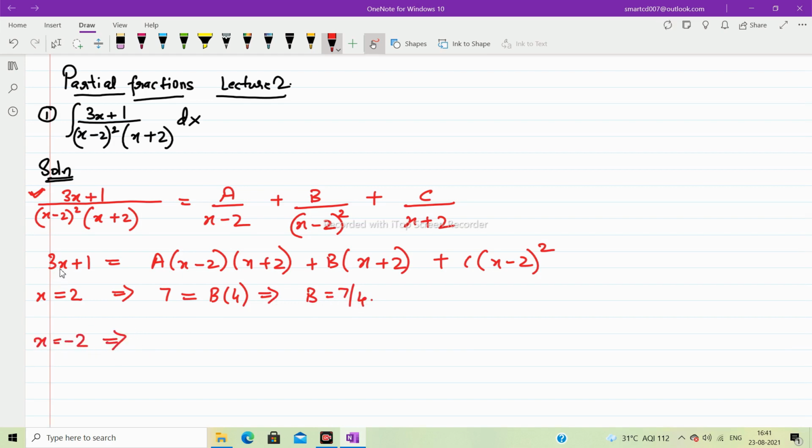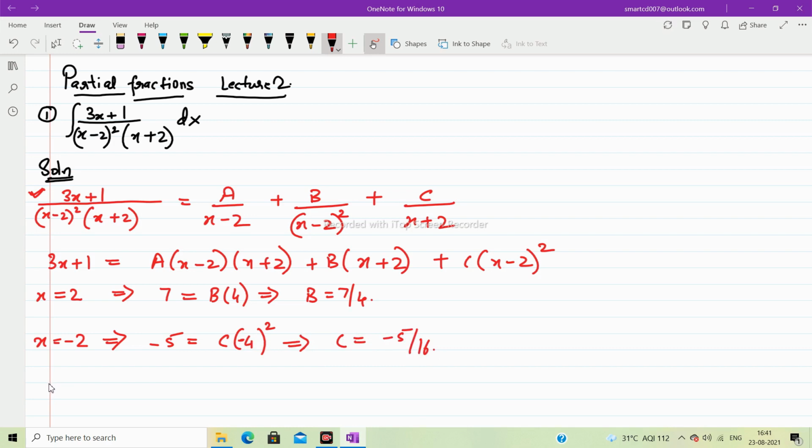Now when we put x is equal to minus 2, I'll have 3 into minus 2 which is minus 6, minus 6 plus 1 which gives me minus 5. This is equal to, if I put minus 2, a will become 0, b will become 0, and c will be minus 2 minus 2, that is minus 4 the whole square. So this will become 16, so c will eventually be minus 5 by 16.